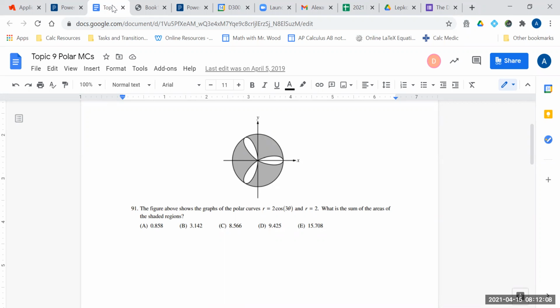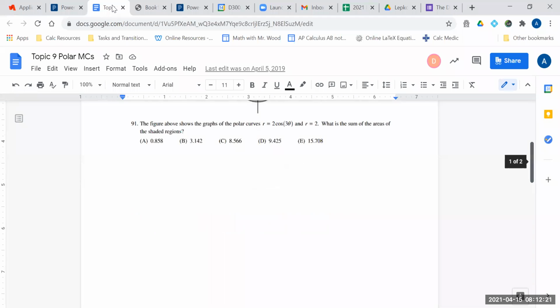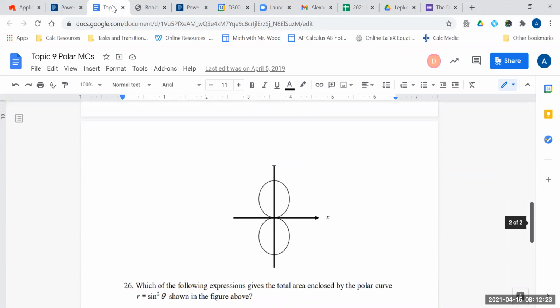So long as your limits of integration correspond to a full petal, that's going to work. Another thing you could do is do a 1/2 petal and multiply by 6. So you have lots of options here when it comes to the polar areas. It just doesn't feel like it because it's so hard to wrap your brain around.